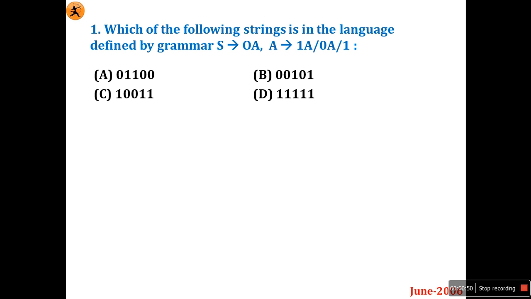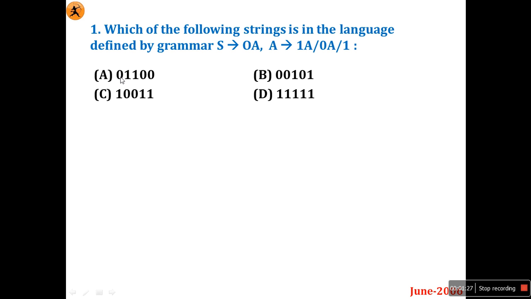Today I will start with June 2006 and I'll discuss the first question. Which of the following strings is in the language defined by the grammar? Actually they have given two productions, that is S → 0A and A → 1A | 0A | 1. Here S and A are the non-terminals and 0 and 1 are the terminals. So I hope you know the basics of finite automata and theory of computation.